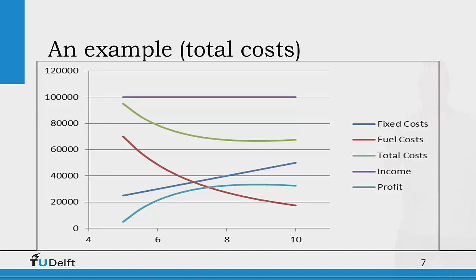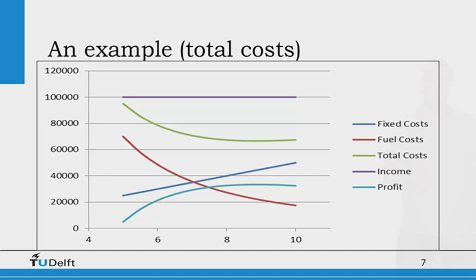We can use the blue and the red line to calculate the total cost, which is done in the green line. And we can then use the difference between the green line and the purple line to come up with a profit. And as you can see in this overview, the light blue line is the profit, and it has its top around 8.5 days. It's not very clear to see, but it slopes down after that roughly.